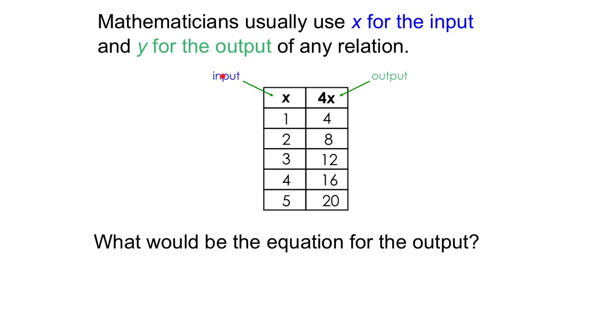Now, mathematicians usually use x for the input and y for the output of any relation. So when we look at our input-output table, we can call the input x and we can call the output y. Now we can write an equation for the output. In this case, it would be y is equal to 4x, 4 multiplied by the input. So we're just rewriting the rule of the function as an equation.